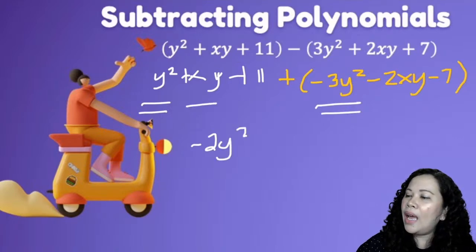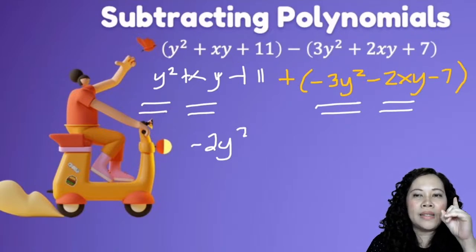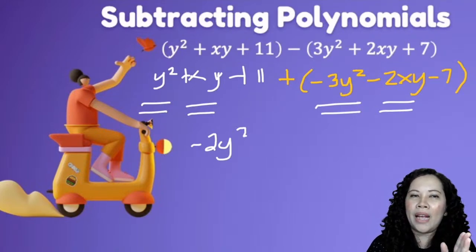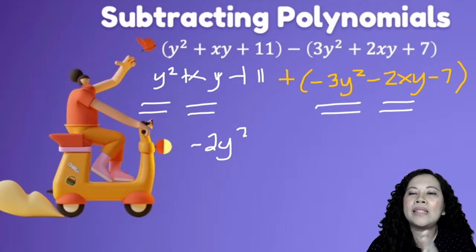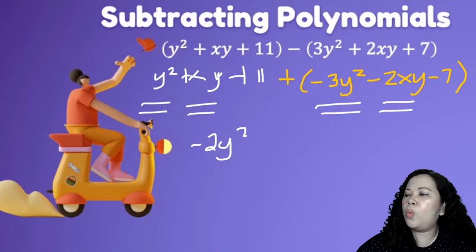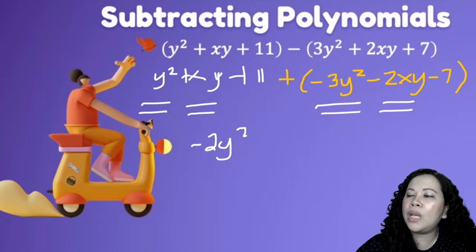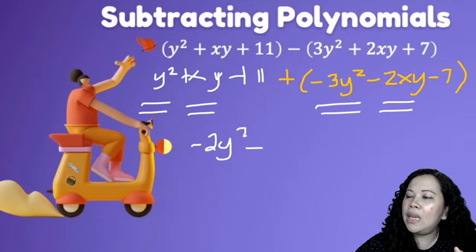And then we have xy and xy, negative 2xy and xy. So xy is to be 1, okay? If there is no number before xy, that is considered to be 1. So 1 plus negative 2, we subtract. 2 minus 1 is 1. And since negative 2 is a bigger value, so we copy the sign of negative 2. So that will be negative xy.